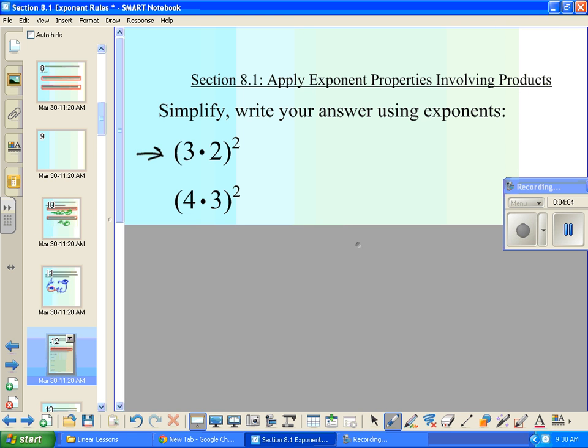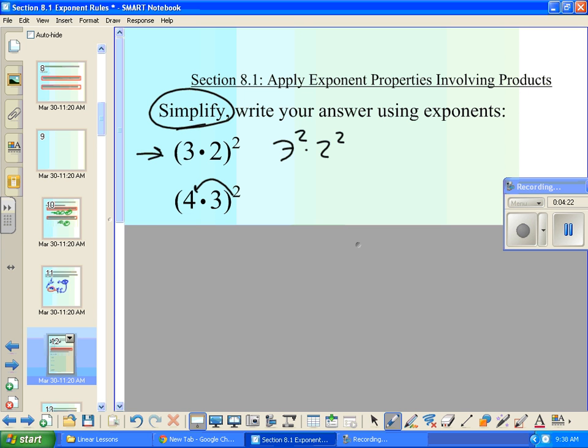What I would ask students to do in something like this is, it says simplify. It doesn't say evaluate. I don't have to find the answer. It just wants them to use this exponent rule. So they could say 3 squared times 2 squared, just like we did there. Same thing with this one: 4 times 3 to the power of 2, or squared.